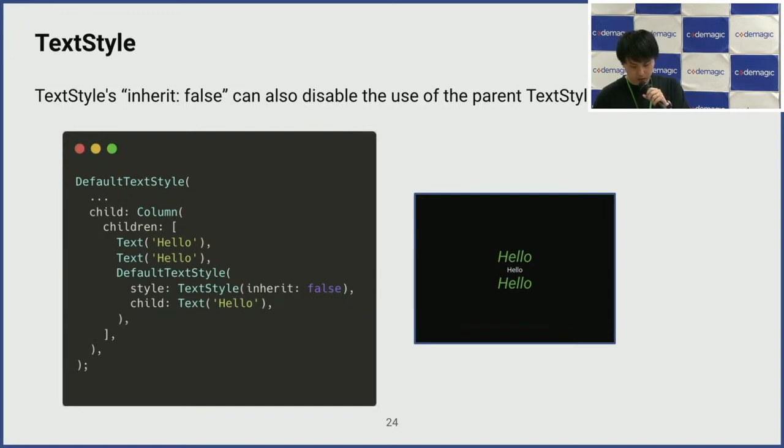Also, although it's not often used, TextStyle has a property to ignore the parent text style. The property inherit of TextStyle is true by default, but you can set it to false. In this example, in the middle Text, a TextStyle with inherit false is set. The green italic font style in the DefaultTextStyle is ignored and the default white text style defined in the Flutter SDK is applied.